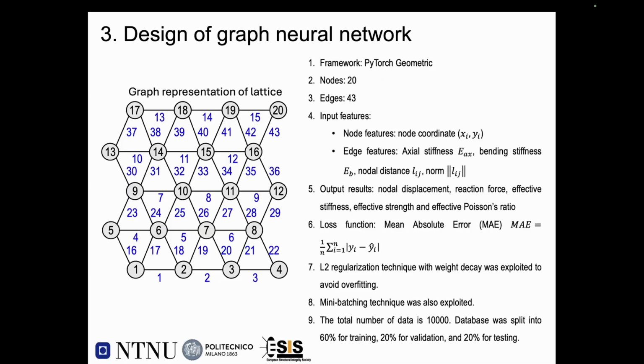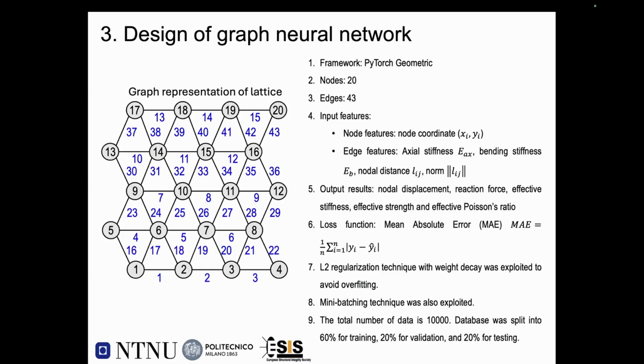After we finish building our database, we need to build our graph neural networks. What you can see here is that the non-uniform triangular lattice material is discretized into nodes and edges. This is the graph representation of the lattice. We use the framework PyTorch Geometric to build our models. We have 20 nodes and 43 edges, and the input feature of the nodes is the node coordinate. For the edge features, we have the axial stiffness, bending stiffness, and nodal displacement. The output results include nodal displacement, reaction force, effective stiffness, effective strength, and effective Poisson's ratio.